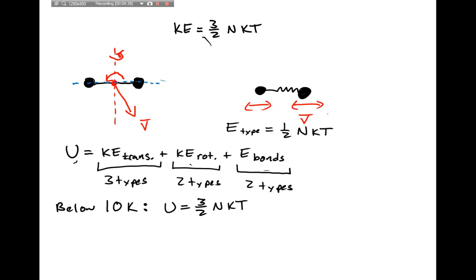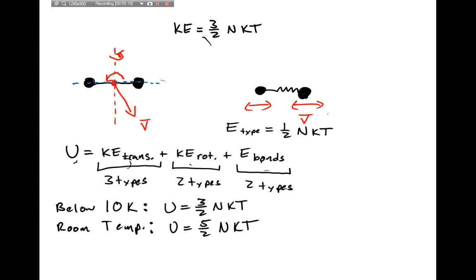Now at higher temperatures, like room temperature, you have energy associated with the motion of the molecules as well as energy associated with the rotations of the molecules. However, at room temperature, there's still not enough energy to actually stretch the bonds of the molecules very significantly. So at room temperature, the internal energy is going to be something like 5/2 nkT. It's 5 halves because we have 5 types of energy. We have 3 associated with the kinetic energy and 2 associated with the rotational kinetic energy.